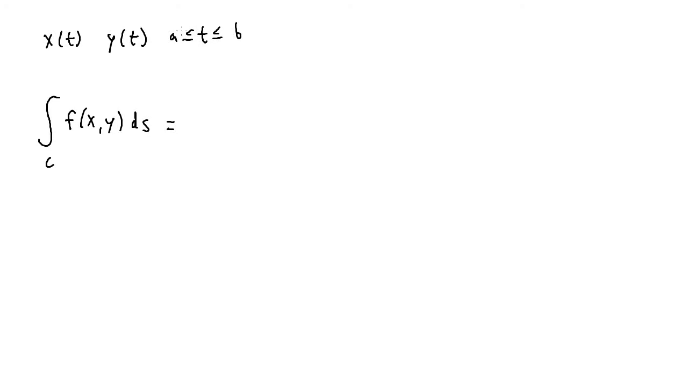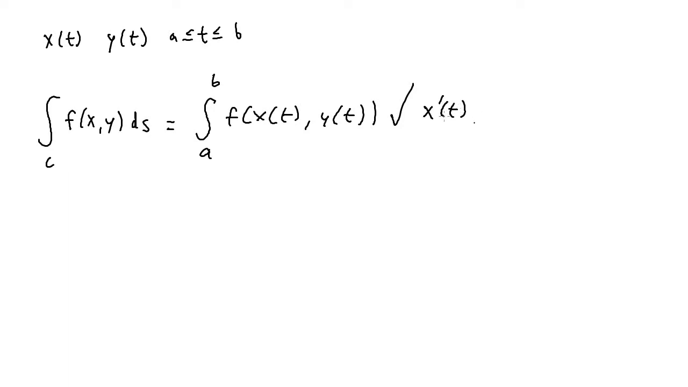We can say that the formula is going to be the integral from a to b of f of x of t. So we're basically replacing x with x of t, and we're going to replace y with y of t. So we have f of x of t comma y of t times ds, and so ds is going to be equal to the square root of x prime of t, so we're going to take the derivative of the x equation squared plus the derivative of the y equation squared, so y prime of t squared, and then we have dt on the outside. So basically we're going to take everything and replace it with t.